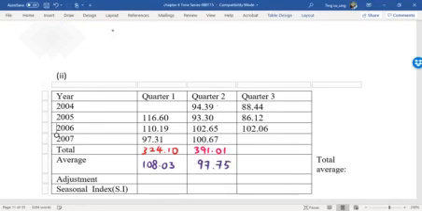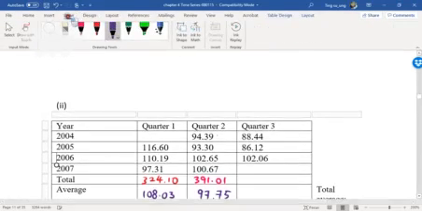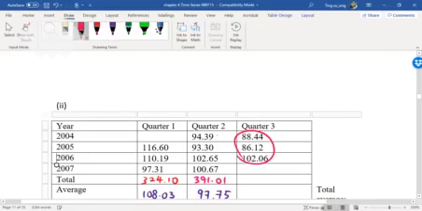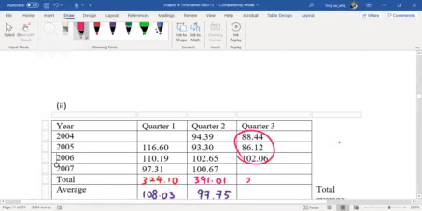Okay, so for the third quarter, you just total up the 3. So 88.44 plus 86.12 plus 102.06. Okay, you have 276.62.